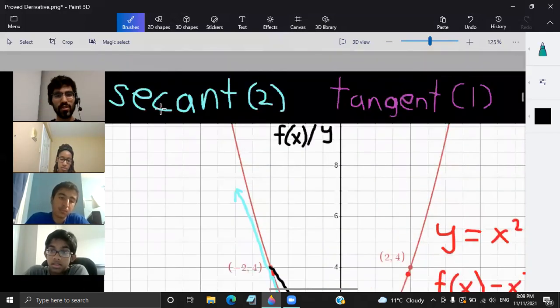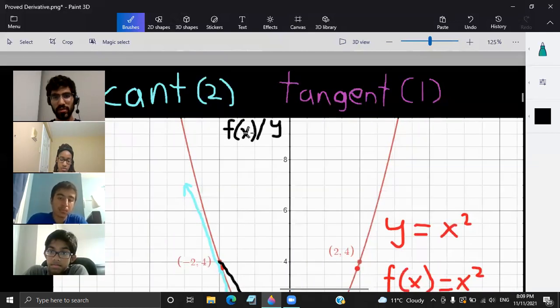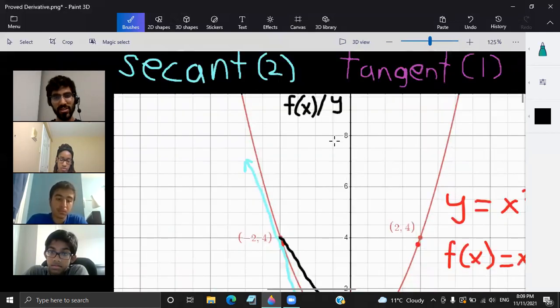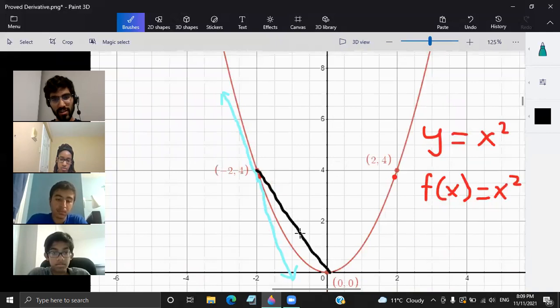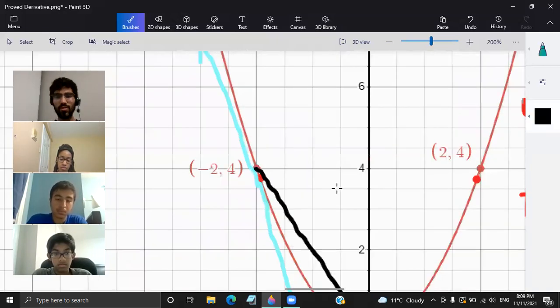This is the difference between a secant and a tangent. A secant is just a fancy word that says this line touches 2 points. A tangent is just a fancy word that says this line touches 1 point. Does that sound good so far?